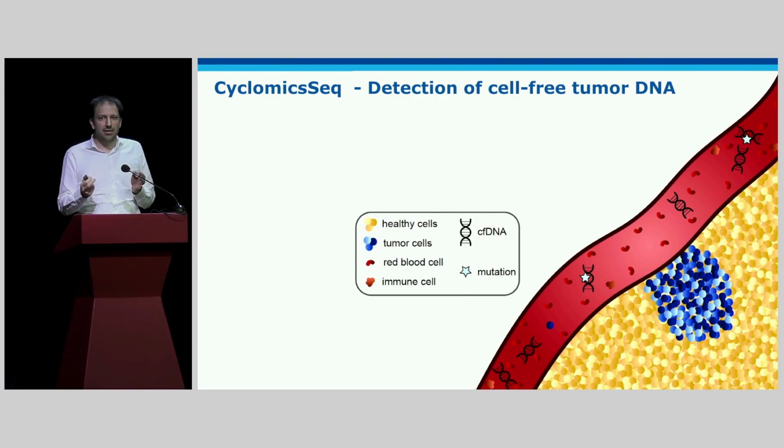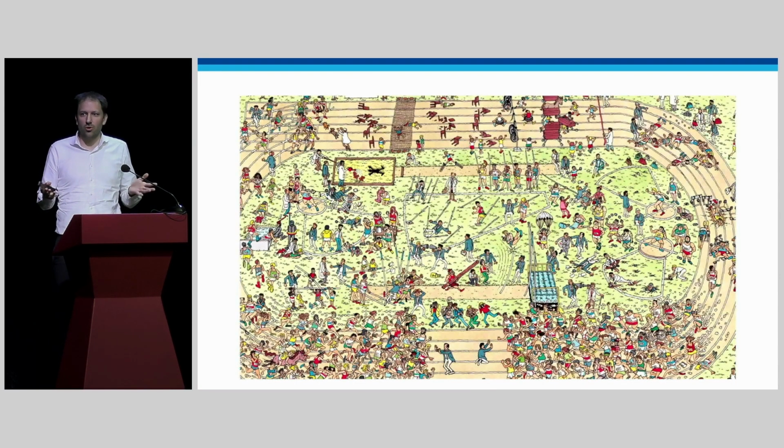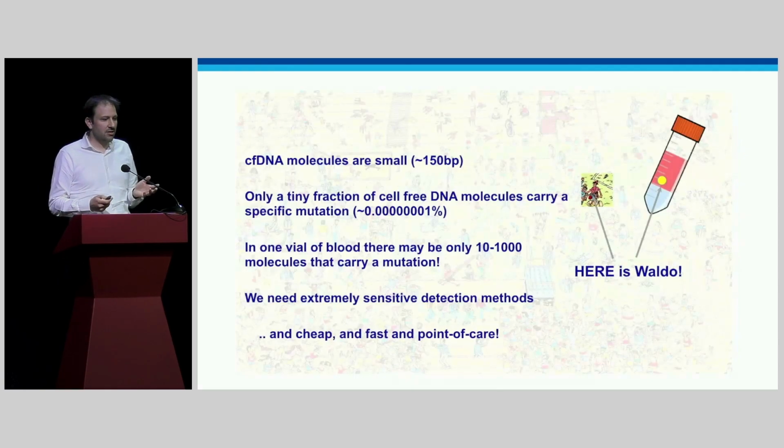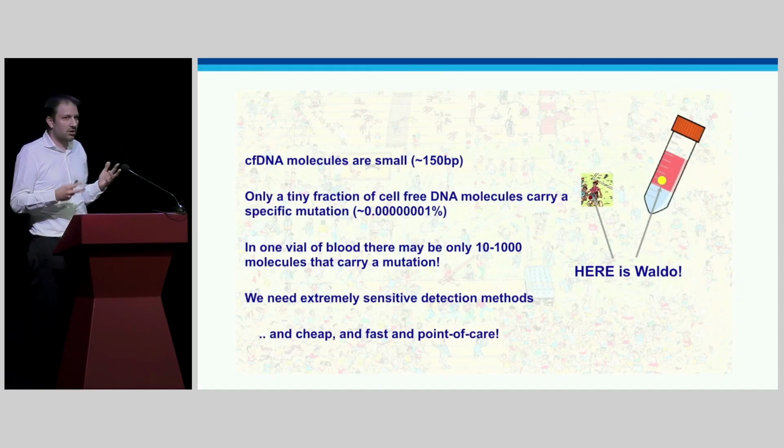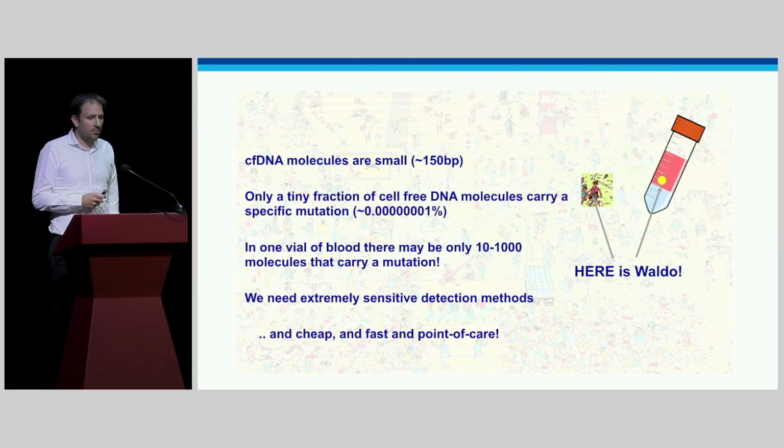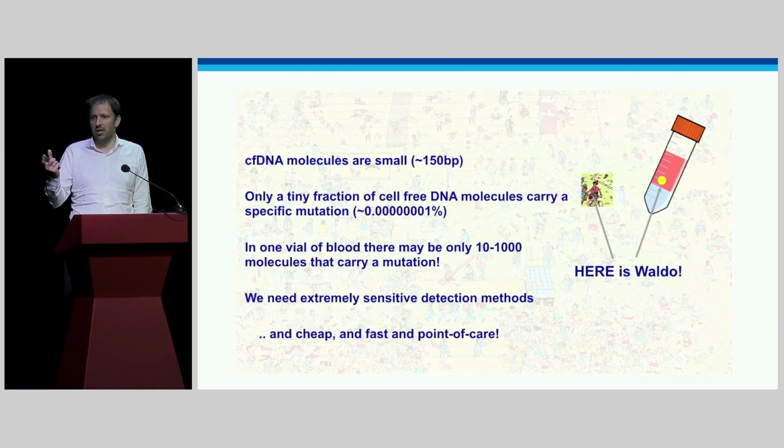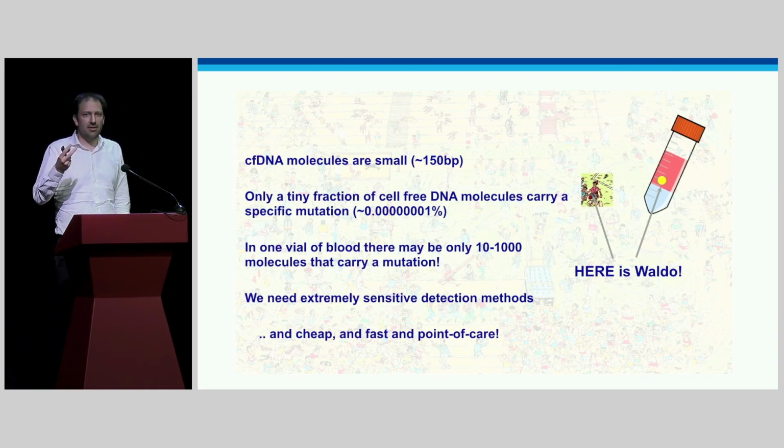And that essentially is a little bit of a game of Where's Wally? Because these molecules are very small, they're 150 base pairs in length, but only a very tiny fraction of them actually carries a specific mutation. You have to imagine that in a single vial of blood, there will be maybe 10 to maybe a couple thousand, if we're stretching it, of molecules that carry a specific mutation.